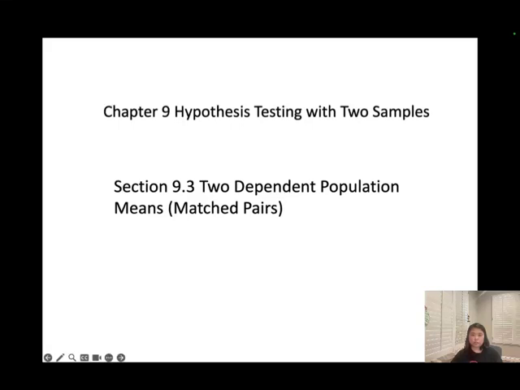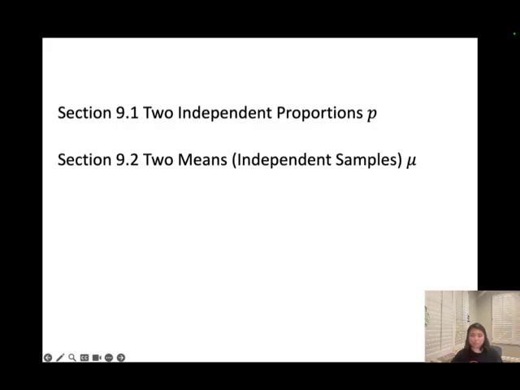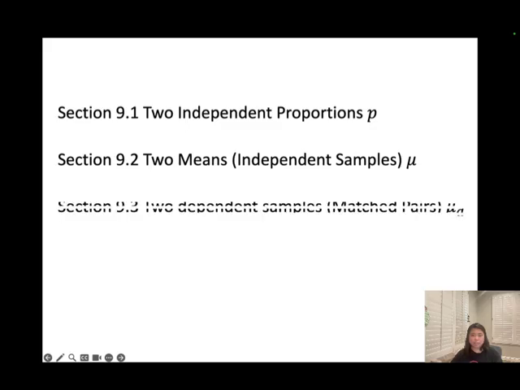Section 9.3, two dependent population means, matched pairs. In Section 9.1, we worked on two independent proportions. In Section 9.2, we worked on two means with independent samples. And this section we will be working on two dependent samples. We call these matched pairs.